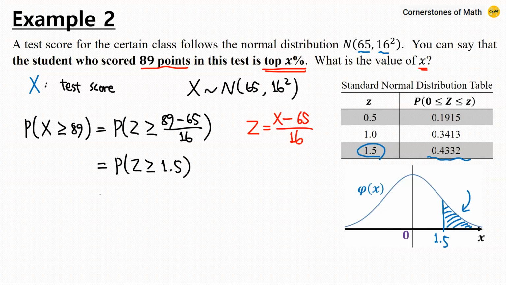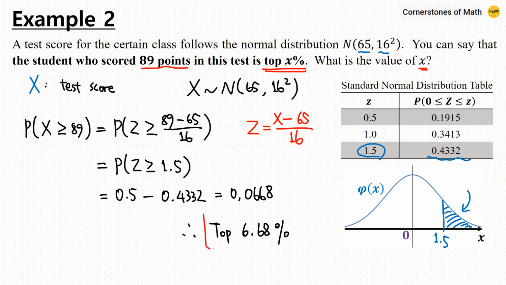So from here, 0.5 minus 0.4332, which gives 0.0668. Therefore, you can say that the student who scored 89 points is top 6.68%. Now there exist a whole lot of problems related to normal distribution and standardizing, but I think this is enough for one video, so I will cover other normal distribution related problems someday in the future.